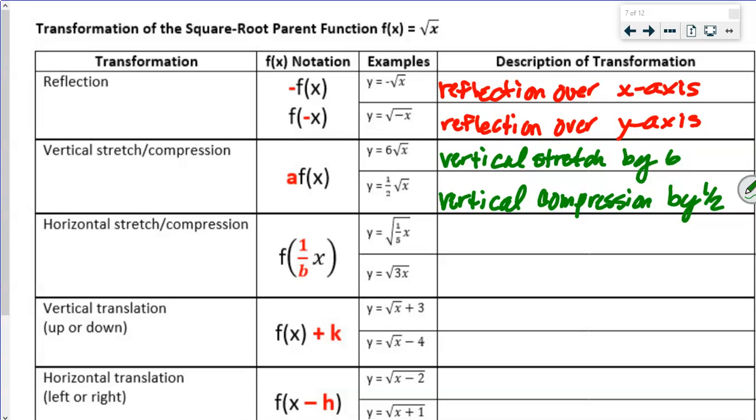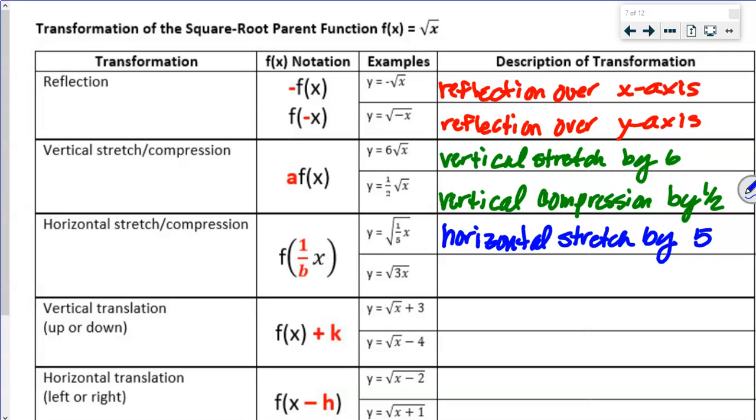When it's underneath the radical, it's 1/b. So we're going to do the inverse of what's there, okay? So on this one, next one's going to be a horizontal. And this one, because it's a fraction, is going to be a horizontal stretch, S-T-R-E-T-C-H, if I could spell it, would be great. And this time it's going to be a horizontal stretch by, and we're just going to take the b, so that's going to be 5, okay?